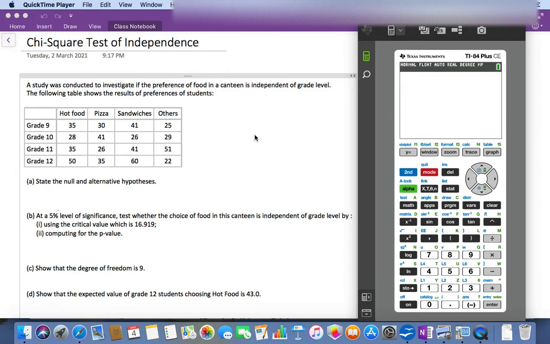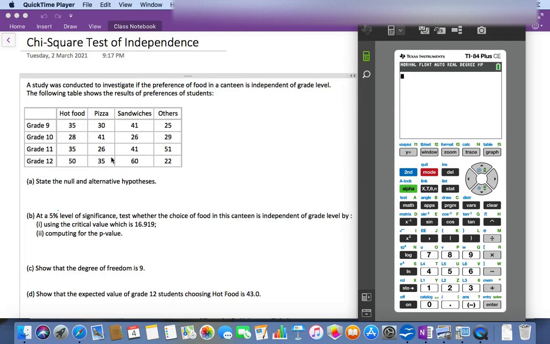Okay, so for today we're going to talk about the chi-square test of independence, and we're going to use this example. It says a study was conducted to investigate if the preference of food in a canteen is independent of grade level, and we are given the following table of results for the preferences of students.